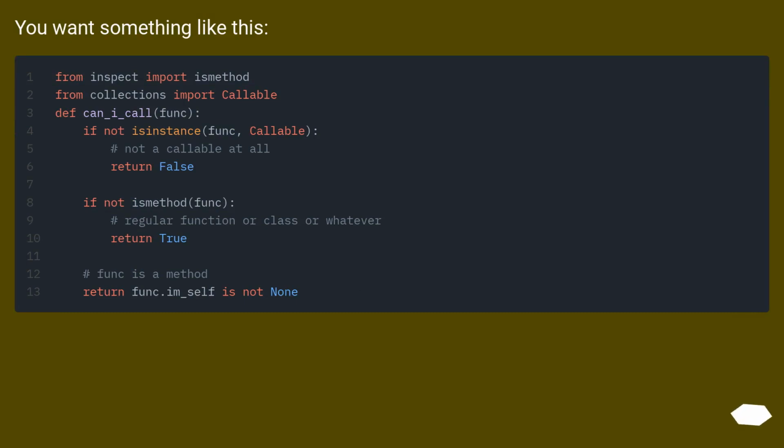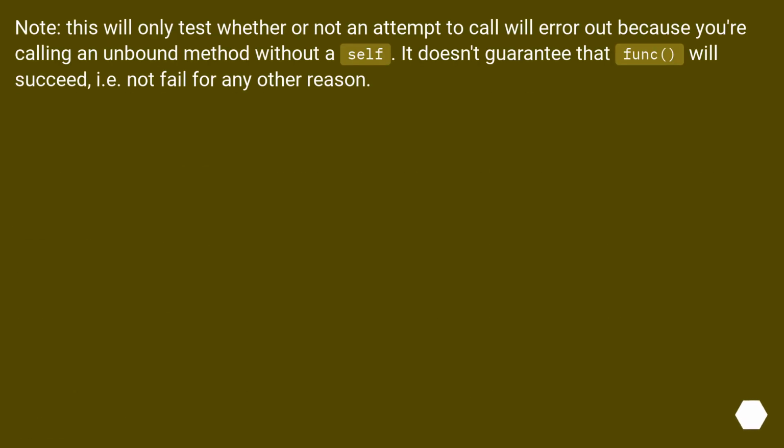You want something like this. Note, this will only test whether or not an attempt to call will error out because you're calling an unbound method without a self. It doesn't guarantee that func will succeed, i.e. not fail for any other reason.